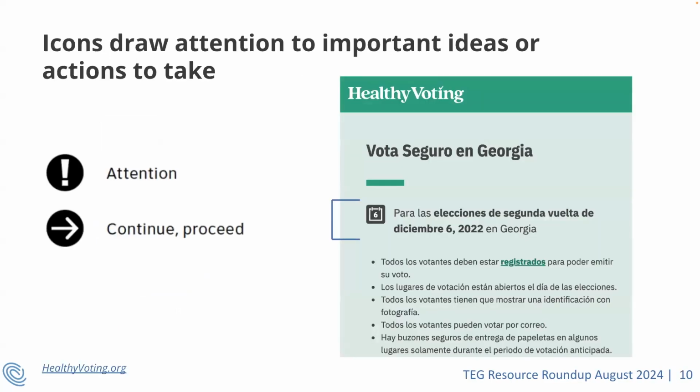Icons draw attention to important ideas or actions to take. On the left are some common icons you may have seen before. The exclamation icon conveys there's something important, and the right arrow guides people to next steps.